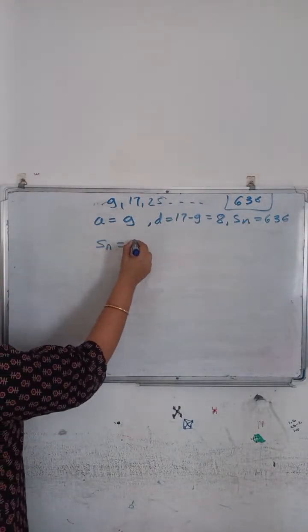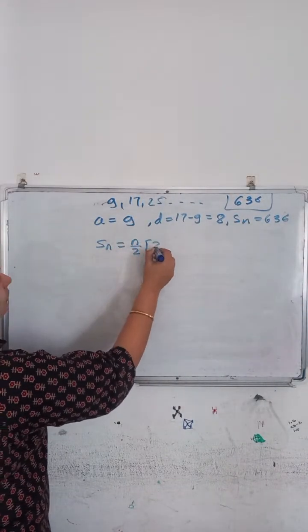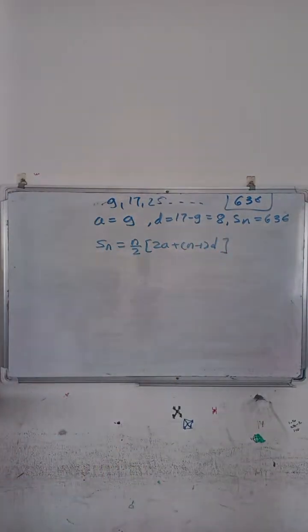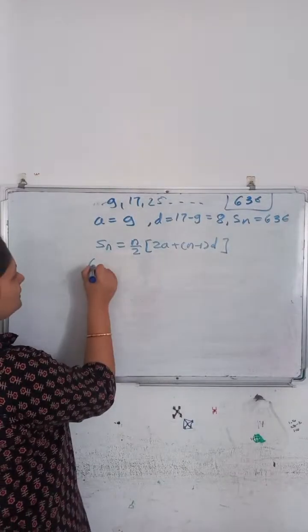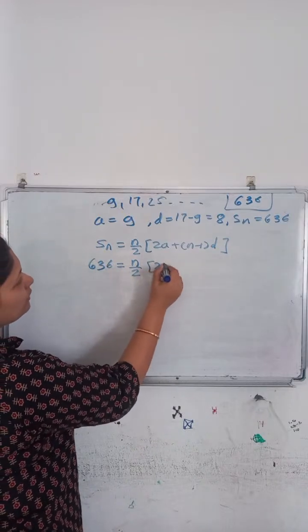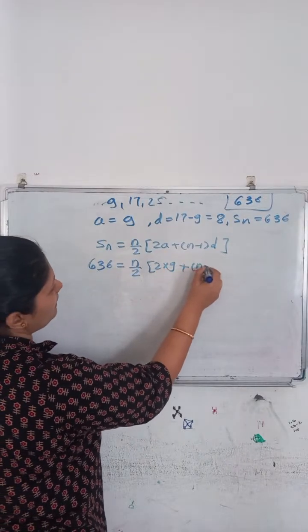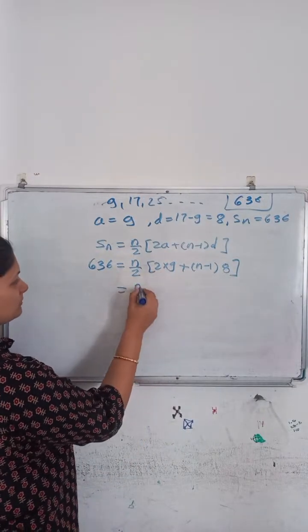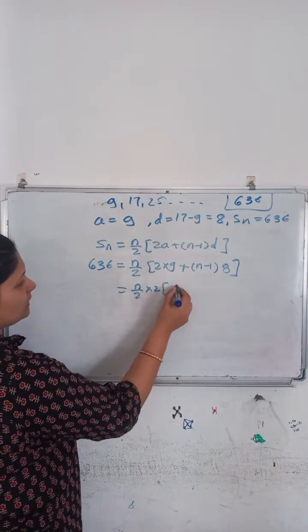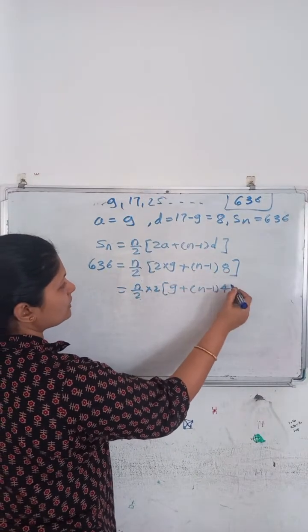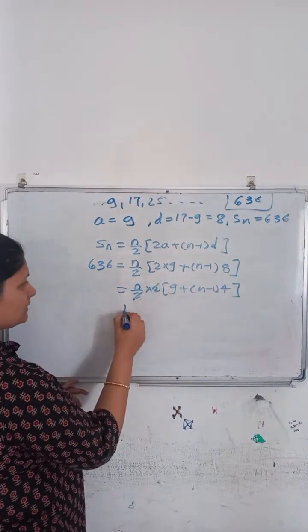So write down the formula. Sn is equal to n by 2 into 2a plus n minus 1 into d. This formula we are using now. Now substitute the values over here. This is 636, n we have to calculate, a is nothing but 9, n minus 1, and d is 8. So take 2 common: n by 2 into 2 inside the bracket, 9 plus n minus 1 into 4, since 2 is already taken out. So 2 gets cancelled.